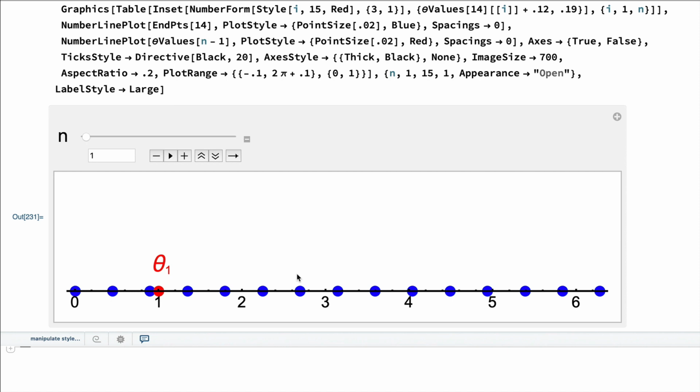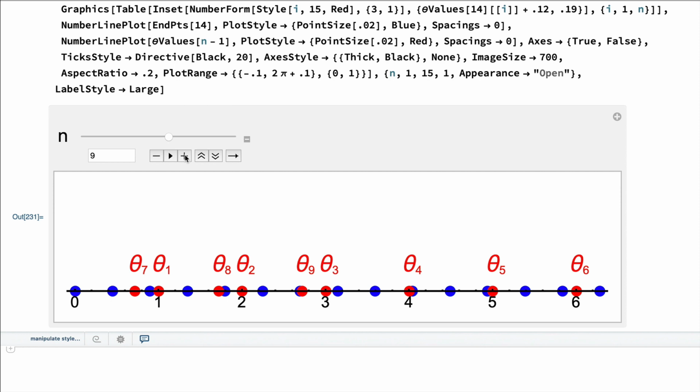We see a number line with blue dots. Those blue dots are the values of the endpoints, and we see one red dot at the value of theta 1. I can let n increase to see theta 2, then theta 3, etc. Once we get past n equals 6 to n equals 7, now we are modding by 2 pi. Theta sub 7 is pretty close to theta sub 1, but not in the same interval. Theta sub 8 is equally close to theta sub 2, but not in the same interval. Theta sub 9, you can see, is equally close to theta sub 3, but also in the same interval.